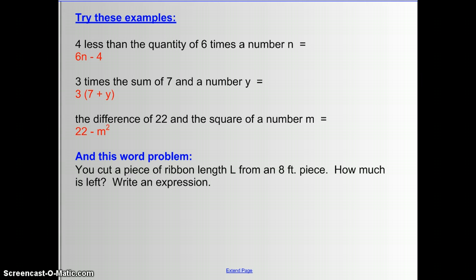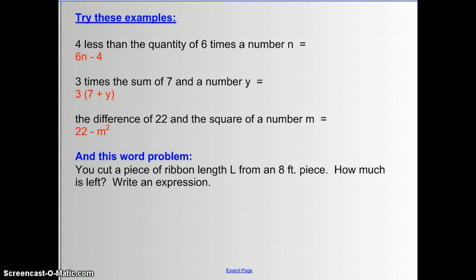Try these examples. 4 less than the quantity of 6 times a number n. Then I want you to have 4 less than something that's being multiplied, because we have 6 times the number n. So we're going to write 6n, and we're going to take 4 less than it. That means it's going to be 6n minus 4. 3 times the sum of 7 and a number y starts bringing in a grouping symbol. We want to add together 7 and a number y, put parentheses around it, and multiply it by 3.